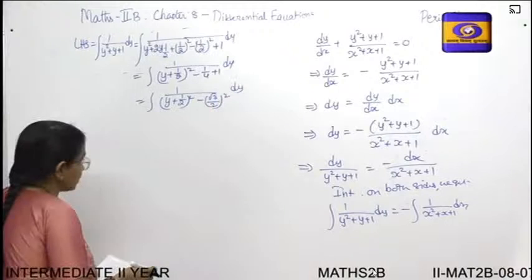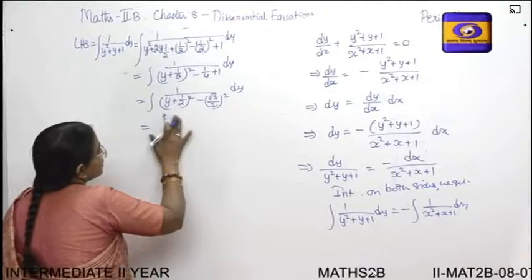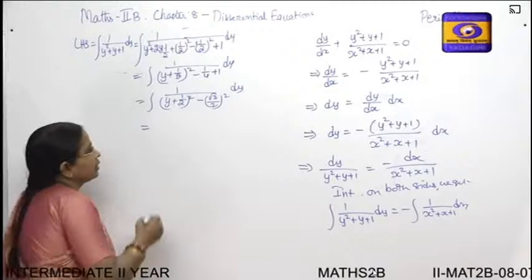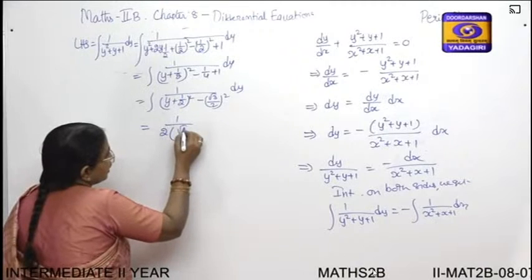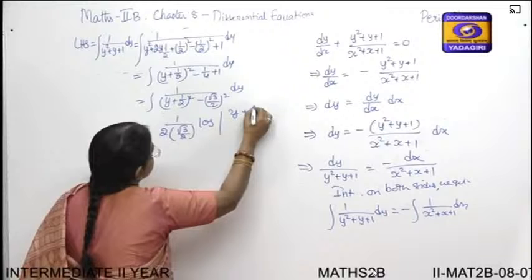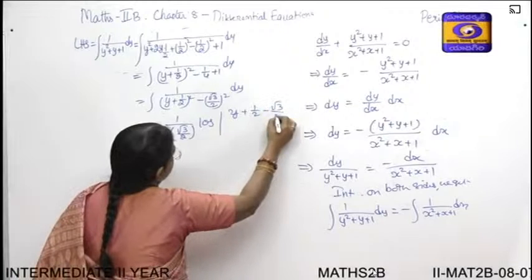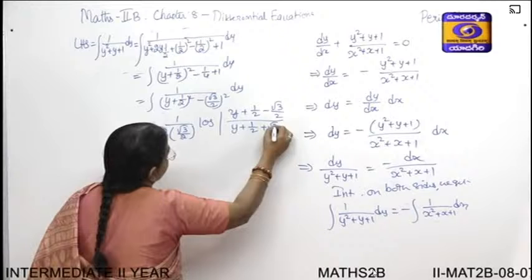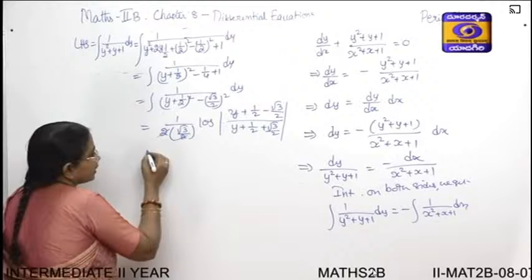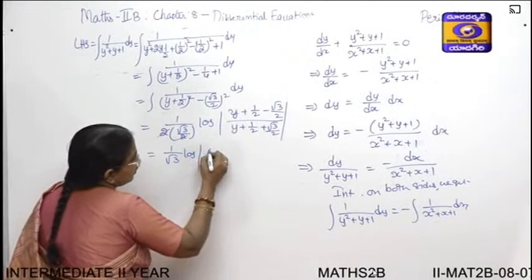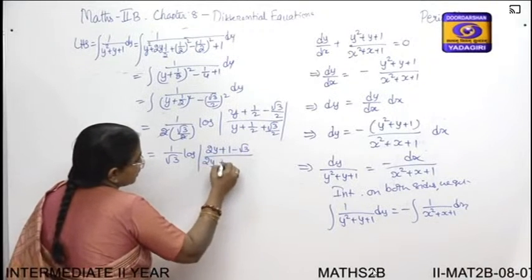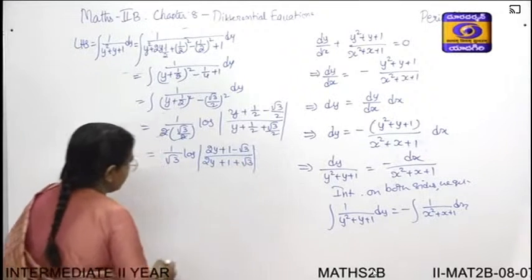Yes. So that is integral of, now this is in the form 1 by x square minus a square. So 1 by 2a log of x minus a by x plus a. This is the formula. So 2 and 2 will get cancelled. So it is 1 by root 3 into log of 2y plus 1 minus root 3 by 2y plus 1 plus root 3. So this is the integral.